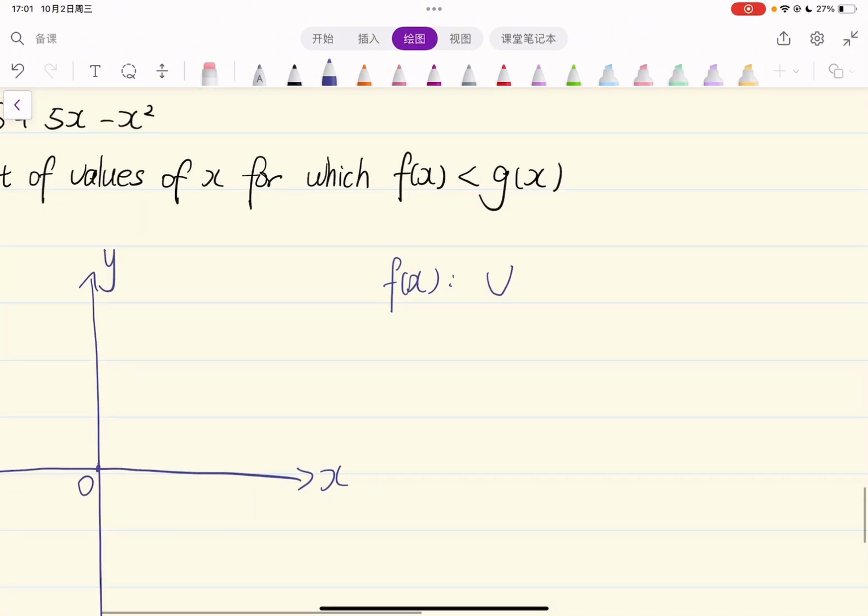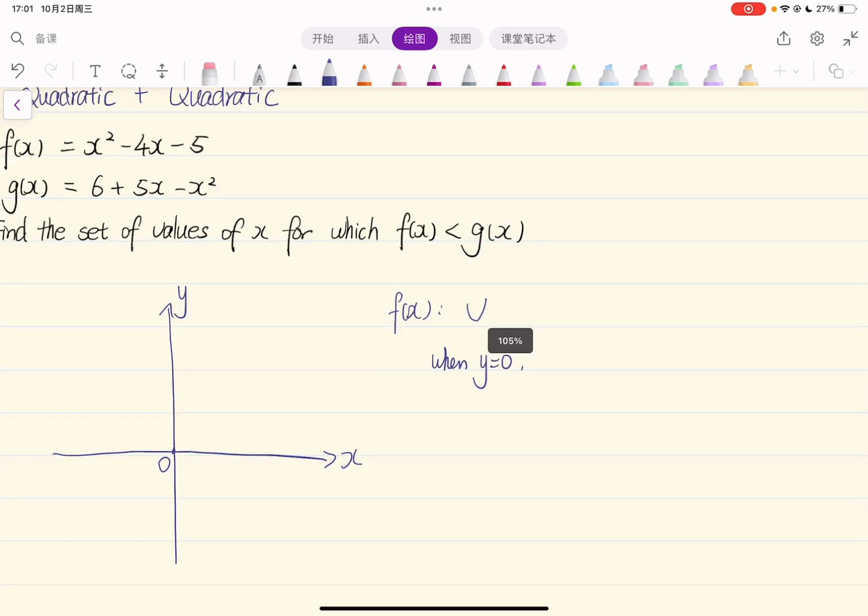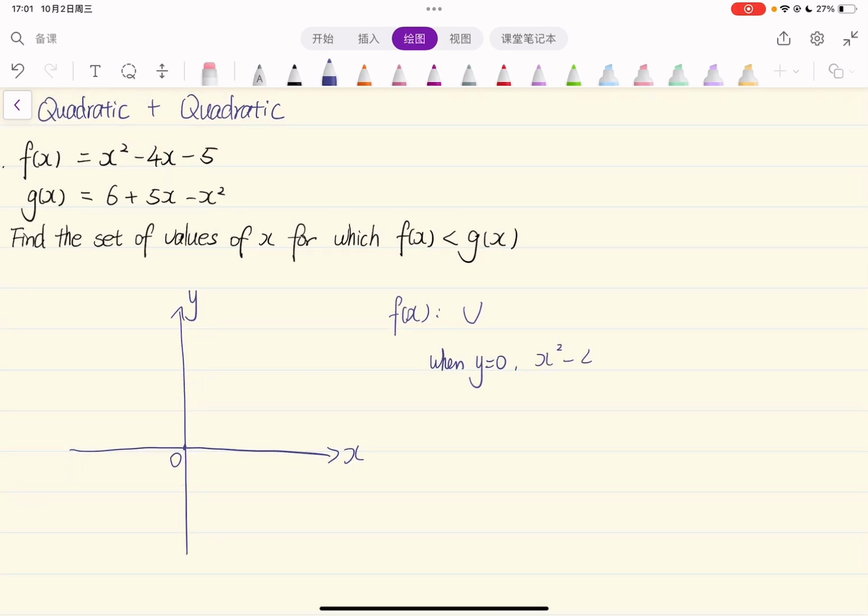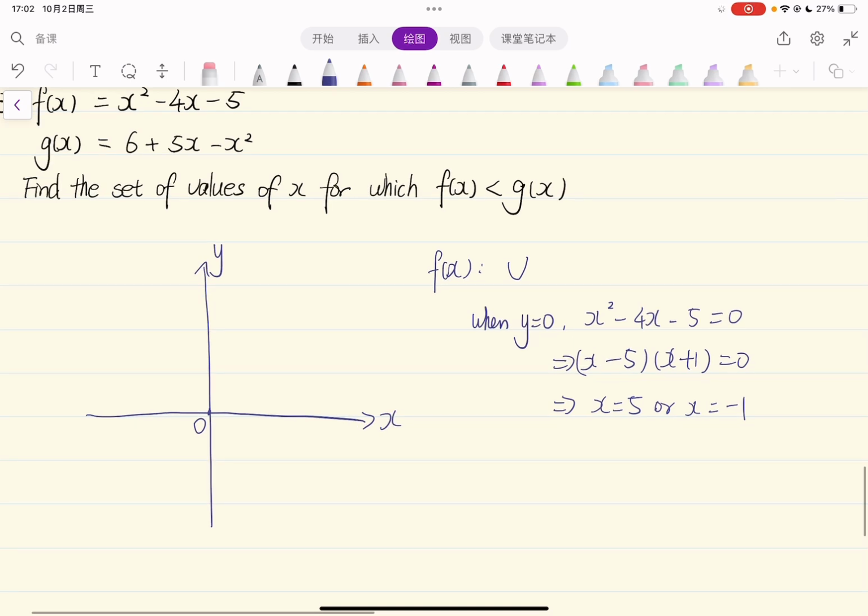So when y equals 0, we have x squared minus 4x minus 5 equals 0, which implies (x minus 5)(x plus 1) equals 0, which implies x equals 5 or x equals minus 1. So it crosses the x-axis at 5 and minus 1. Maybe 5 over here and minus 1 over here.